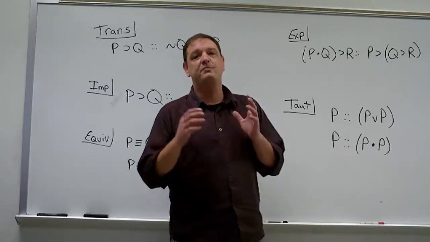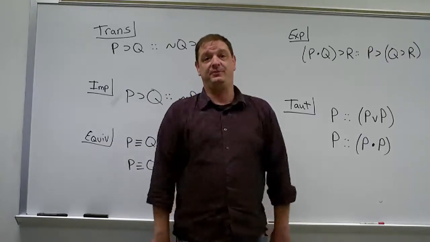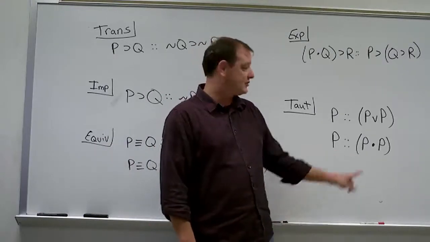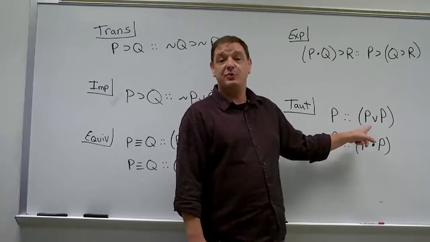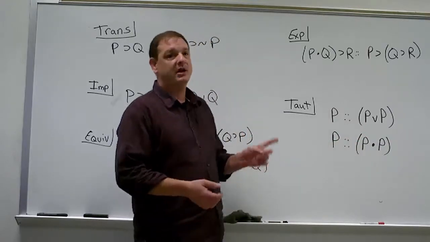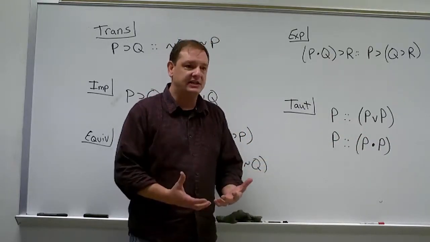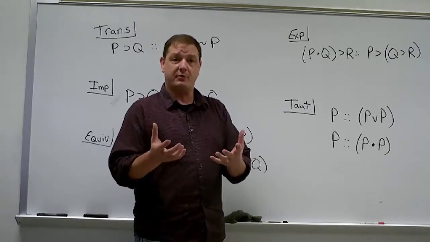Tautology means it's true by definition. If P is true, then P and P is true, right? If P says it's raining, then it's raining and it's raining. Or if you'd rather, if it's raining, then either it's raining or it's raining. Again, not terribly exciting, but it is a rule that you may occasionally need just to simplify out a term to finish off your proof.